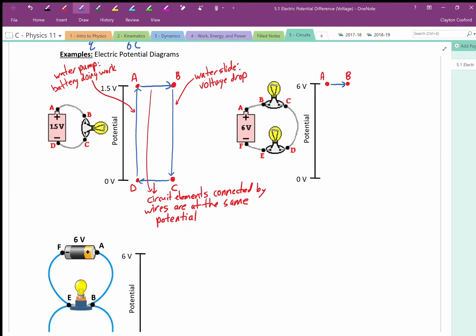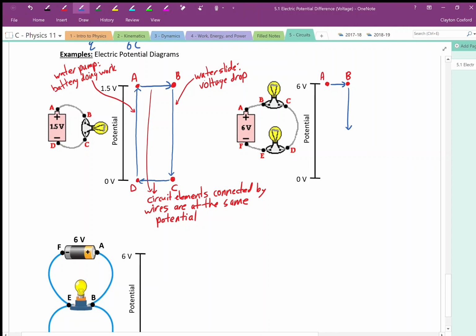Then we're going to drop. We're going to go down a water slide. But we're not going to drop all the way down. We're not going to get all the way to the negative terminal of the battery. By the time we drop through this first light bulb, we need to have some energy left to go down the next drop. So we're going to drop some amount.